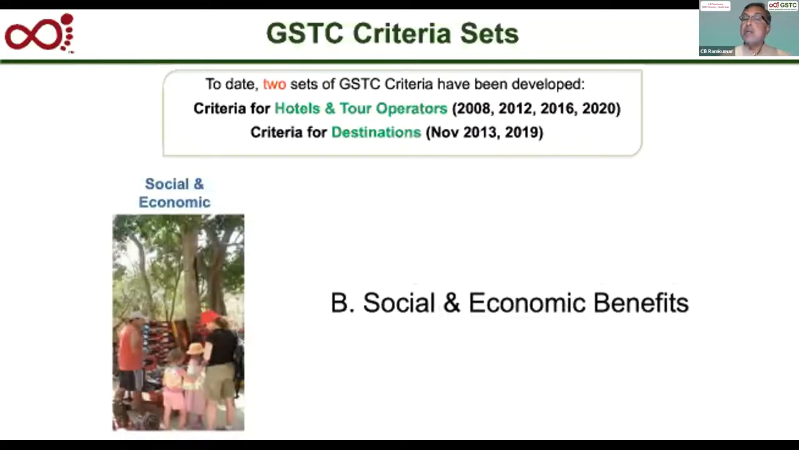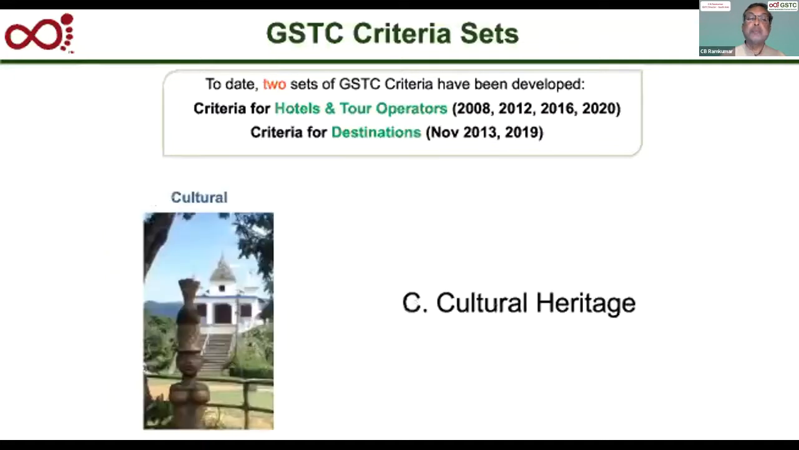The second one is economic and social benefits. We talk here of community support, local purchasing, community services. How does the local society benefit from the existence of a tourism business in a particular area? Because if the locals don't benefit, we will lose community support, which starts to threaten the existence of the business as a whole. So we want it to be a sustainable business. That's what this refers to.